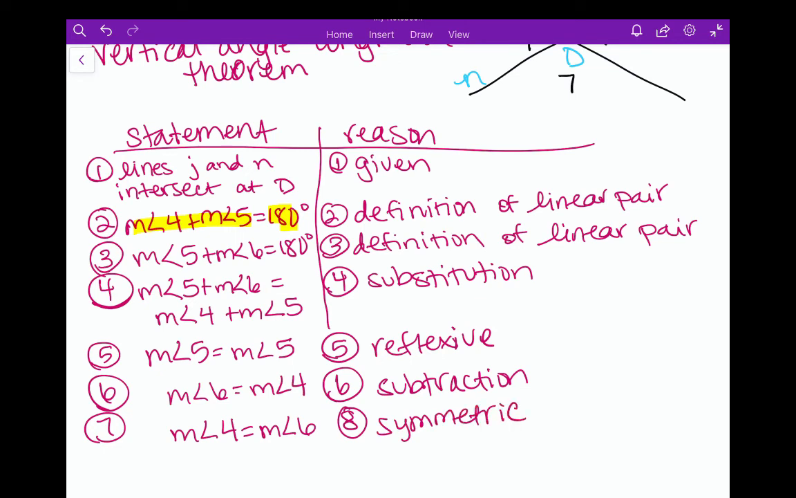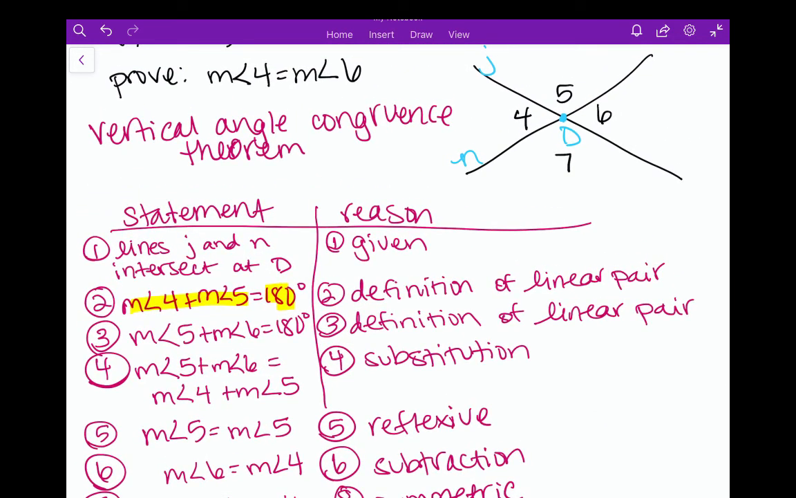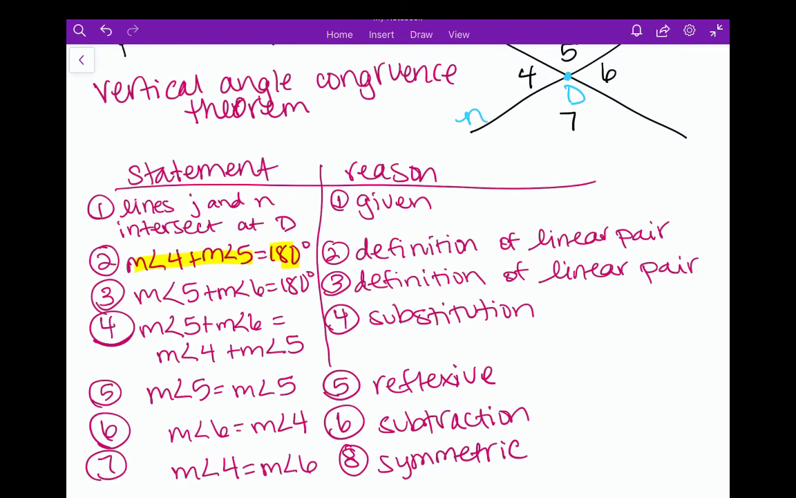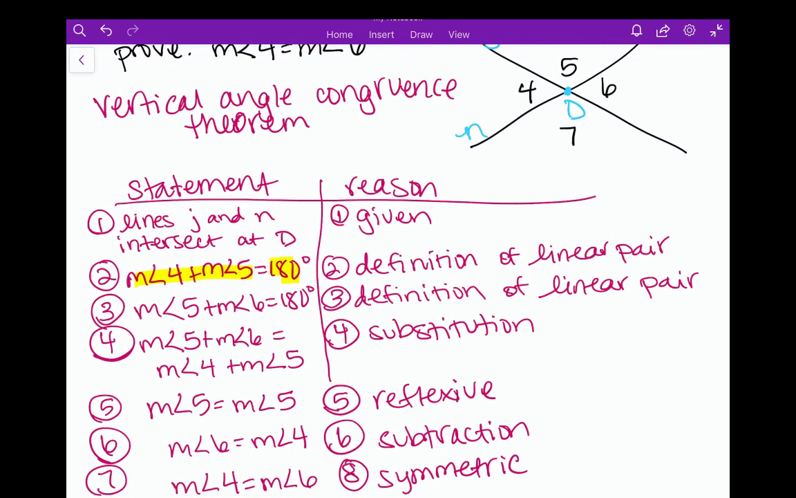But I am not going to require that. I just want to point that out to you because it's technically asking us to prove that measure of angle 4 equals measure of angle 6, and I had it flipped around. But we know by the symmetric property that that means the same thing. So we just proved again the vertical angle congruence theorem. So now if we're trying to prove something, we can use that theorem in our proof without having to redo this all over again. So those are two examples of how you prove geometric proofs using definitions, properties, and postulates.